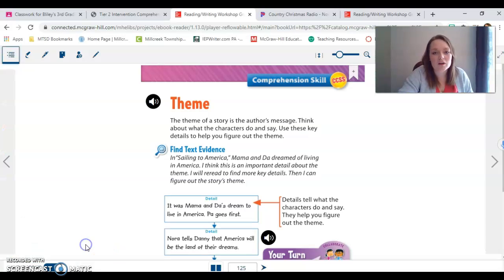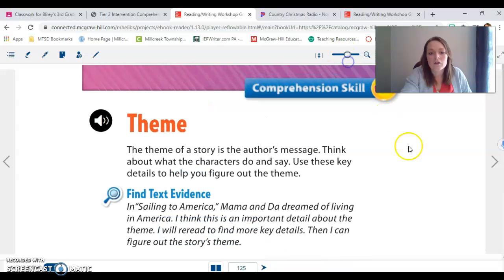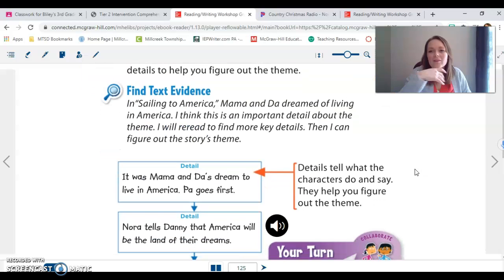So the next thing I'm going to show you is we're going to talk about theme in the story that we read yesterday. So this is just a brief summary. The theme of a story is the author's message. Think about what the characters do and say. Use these key details to help you figure out the theme. So it says find text evidence. Ooh, so once it says find text evidence, I think that means I need to go back into the book. So let's read what it asks first, and then we will actually go back into the book, and Mrs. Bliley highlighted some key points.